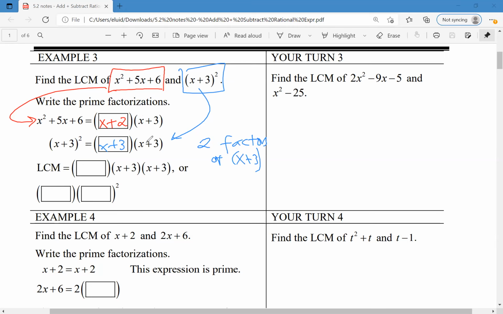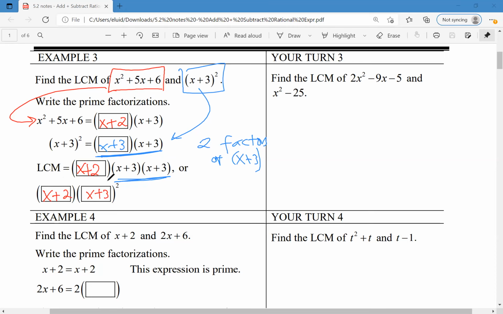So since the second expression has 2 factors of x plus 3, we need 2 factors of x plus 3 in our LCM, our least common multiple. The other factor that we need is this x plus 2. That's what we're filling in. So our LCM would be x plus 2, x plus 3, x plus 3, or we could write it as x plus 2 times x plus 3 squared.